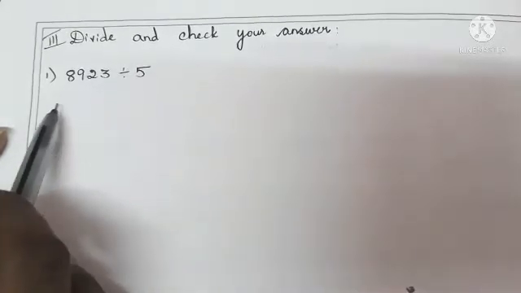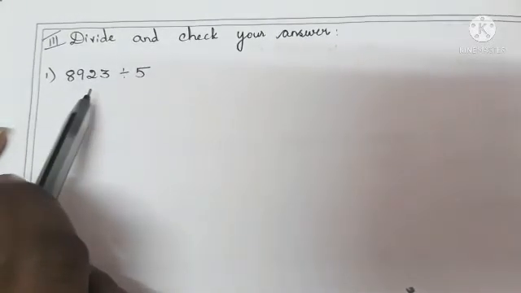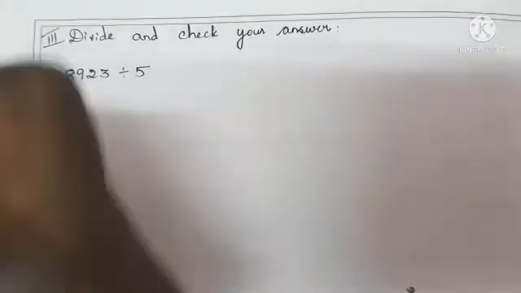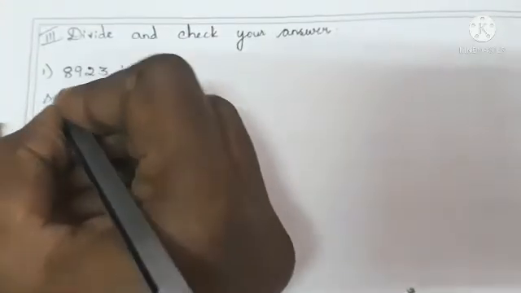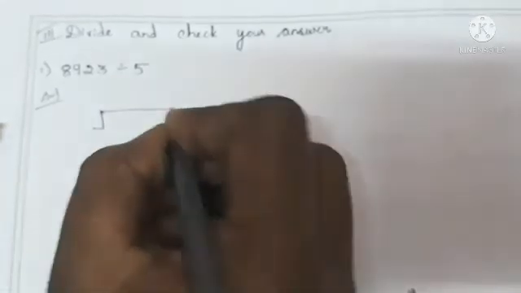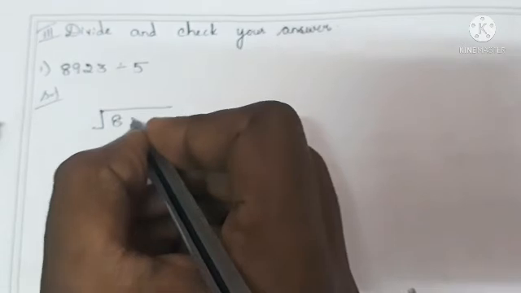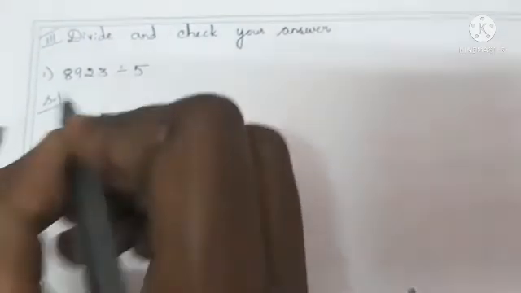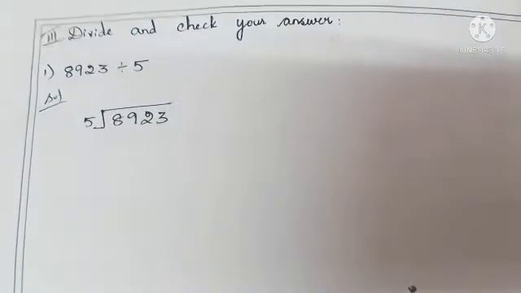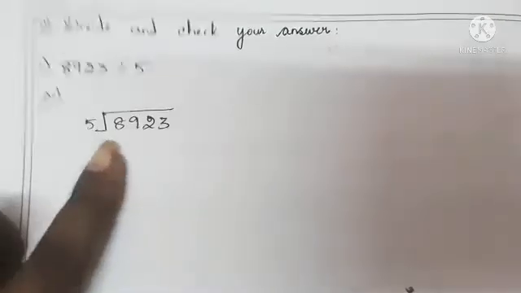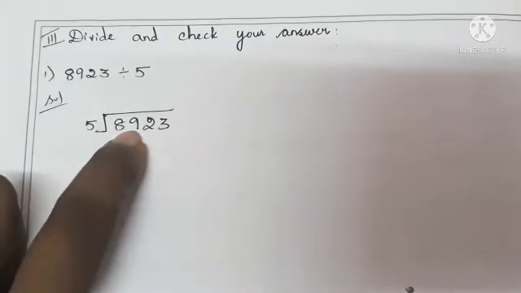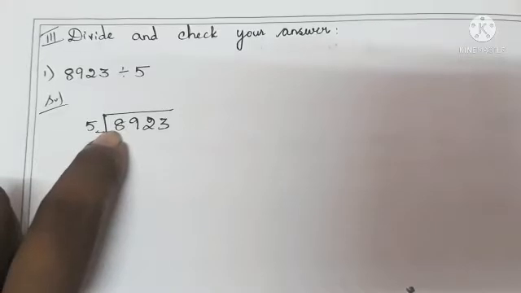So here we are going to divide 8923 by 5 and check the answer. We can start. We write the dividend 8923 inside and the divisor 5 outside. Now we have to start from the 1000 place value because we have up to the 1000 place value: ones, tens, 100, 1000. So we start with the 1000 place value.